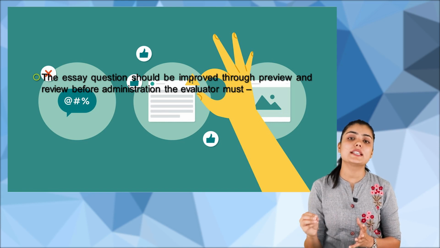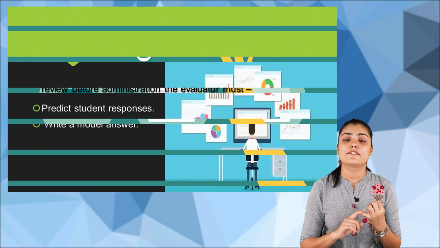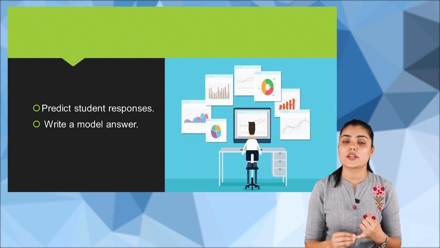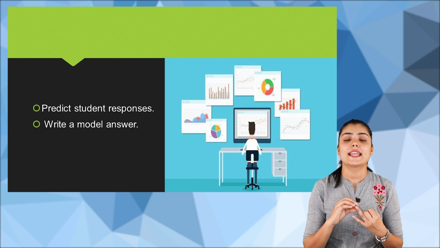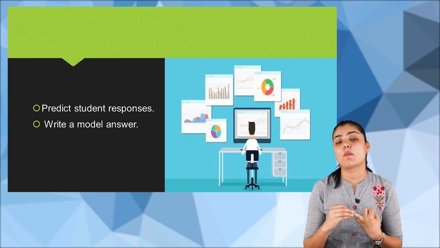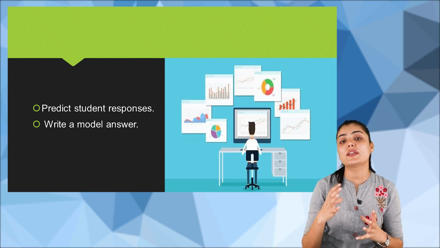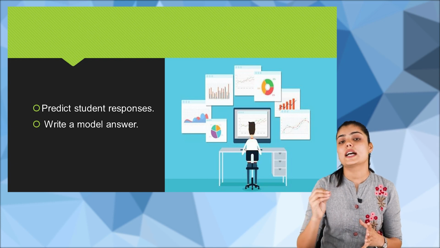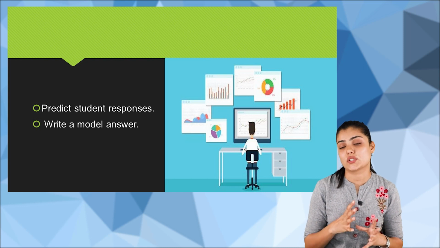So there are a few things an evaluator must do before it is administered or before it is used as an evaluation tool. The first thing, the evaluator can predict the response of the respondent or the student. So the first thing is to predict the response. And the second thing is to write a model answer. So as an evaluator, the evaluator has to review and preview the questions that have been created and also predict the answer of the respondent and write a model answer for the question asked.